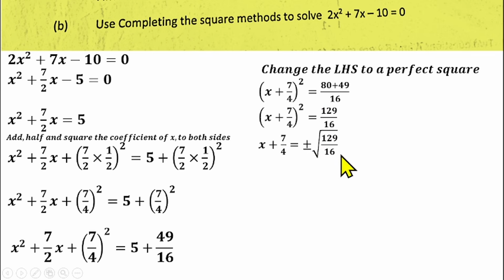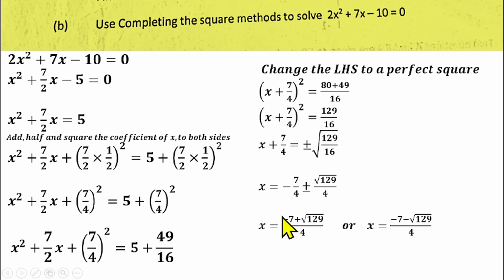So 129 is not a perfect square, but 16 is a perfect square. So that will give us, if you take 7 over 4 here, x equals minus 7 over 4 plus or minus square root of 129 over square root of 16. 16 is 4. So you have this. Then you can now find the LCM here. So that will give us x equals minus 7 over 4 plus or minus square root of 129 over 4, which gives us two statements.